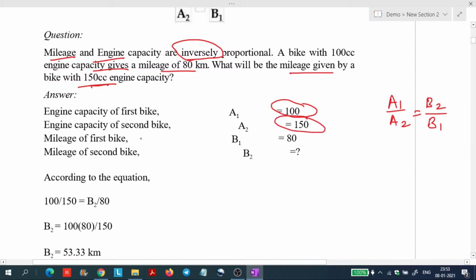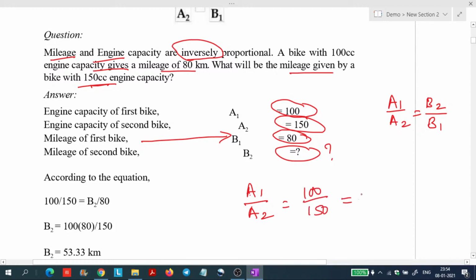Then the mileage with respect to the engine capacity: the mileage of the first bike is 80 km. And what about the second one? According to the equation a1 by a2, here a1 is 100, so 100 by 150 equal to b2 by b1.